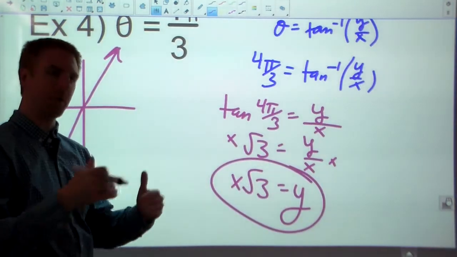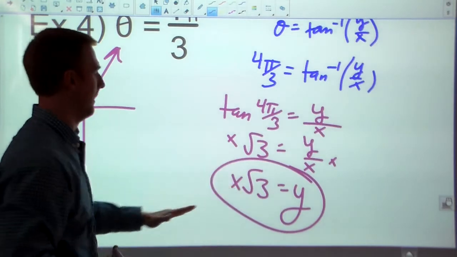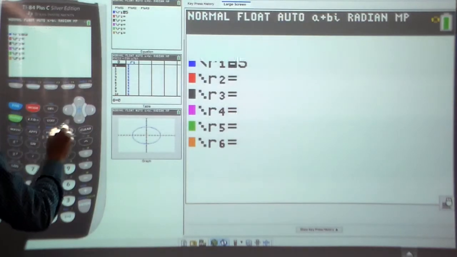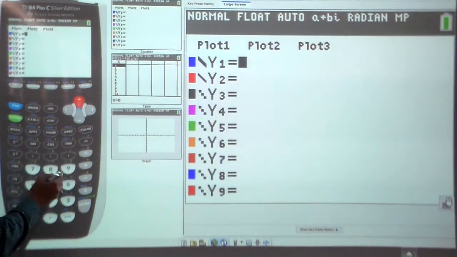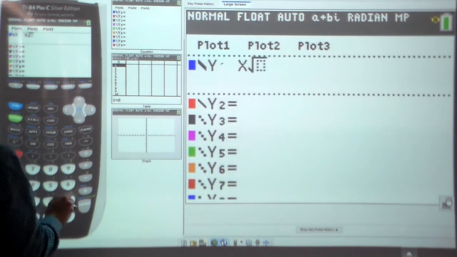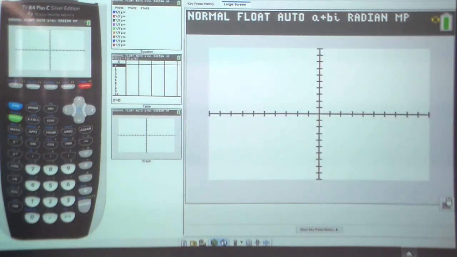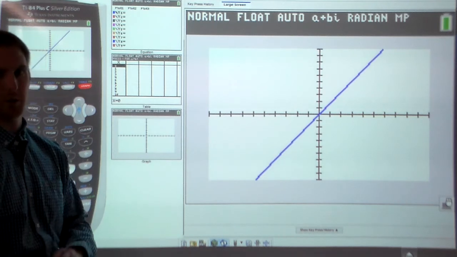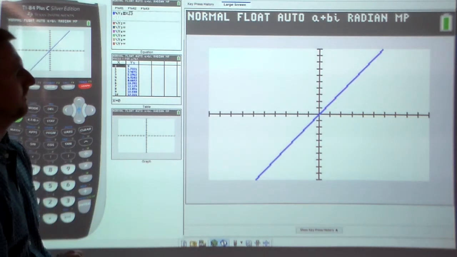To test this, I'm going to go back to function mode, put it in the calculator, and see if it looks like it falls on that line. So mode, back to function. All right, so now I'm back here. I'm going to say x square root of 3 and see if it looks like that line. Looking pretty good. I feel pretty confident about that. So that'll do it. That shows that that is the correct line.